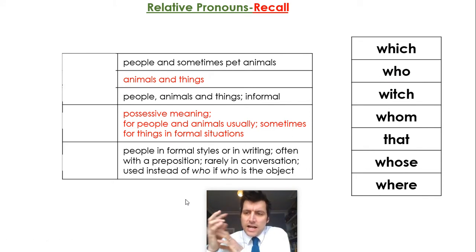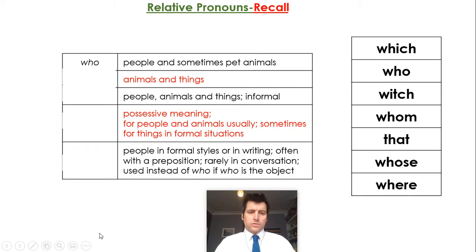So here are 7 words on the right-hand side in black, and some of them are relative pronouns which are used to refer to the different groupings there. So one grouping is people and sometimes pet animals. Another grouping is animals and things, animals and nouns. Another grouping is people, animals, and things, informal. Another one is possessive, where it's normally formal, and another one is people in a more formal setting. Okay, so let's see if you can identify which one goes with which.